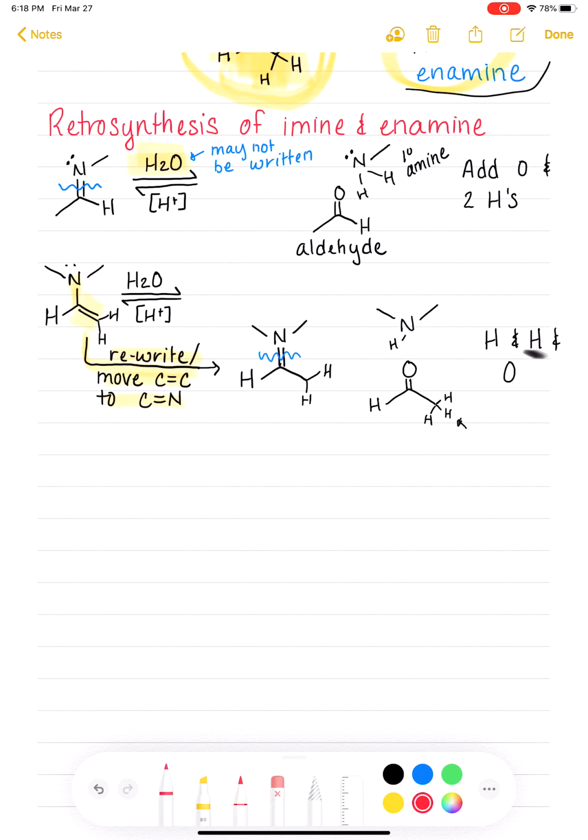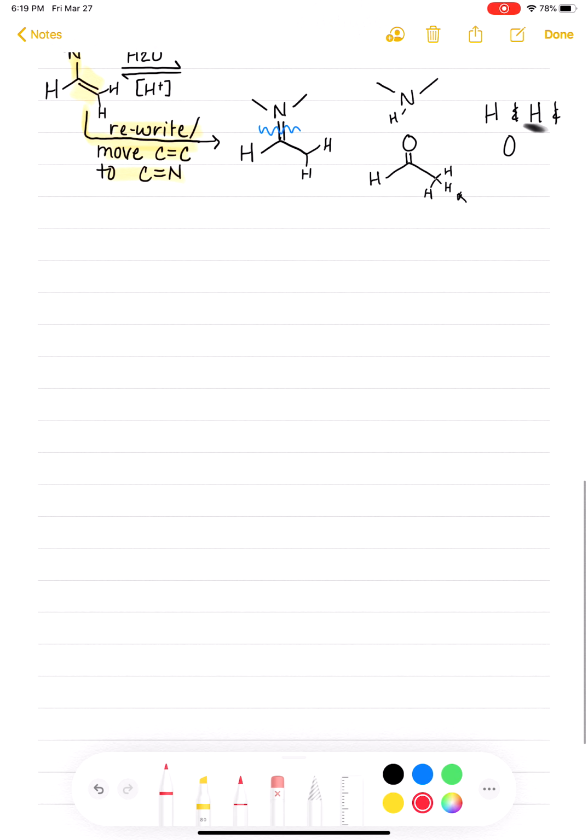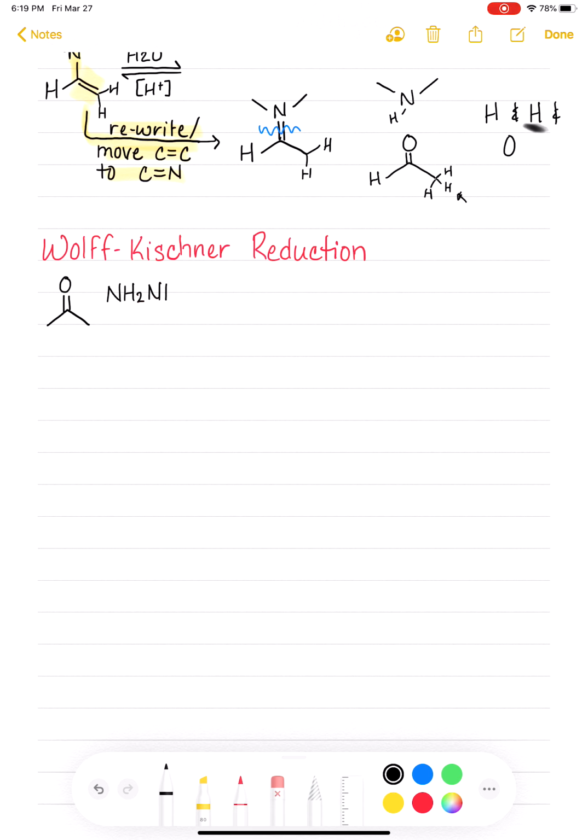The last reaction that I want to show you in this section is called the Wolff-Kishner Reduction. And this is an extension of adding a nitrogen nucleophile to a carbonyl compound. This reaction uses one of our primary amine derivatives as the nucleophile.